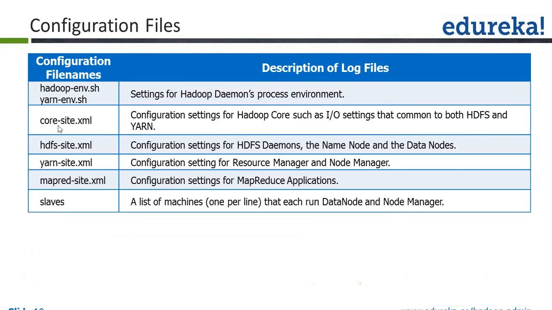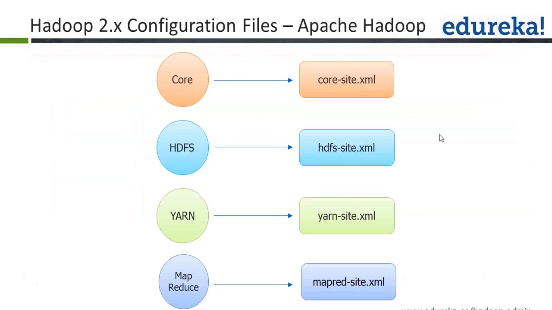Quickly, some of the configuration files. Your environment files, your core-site, HDFS-site, YARN-site, MapRed-site, slaves. So these are the config files which are familiar, which are primarily important with Hadoop 2. Okay, Hadoop version 2. With Hadoop 1, you will not have some of these files. You'll have something called the master file available. So this is how configuration files would look like.